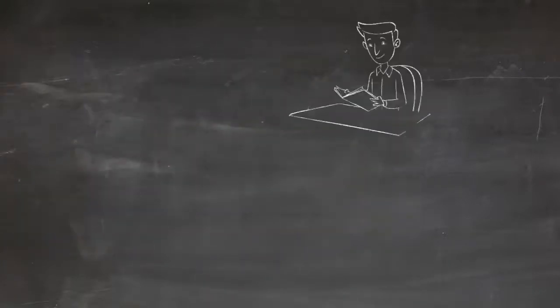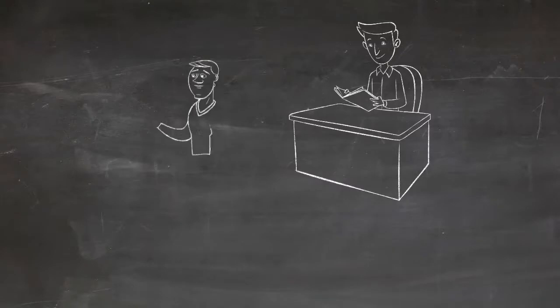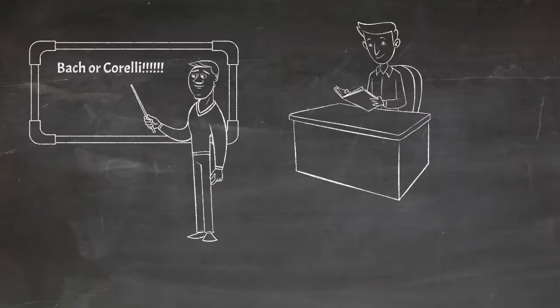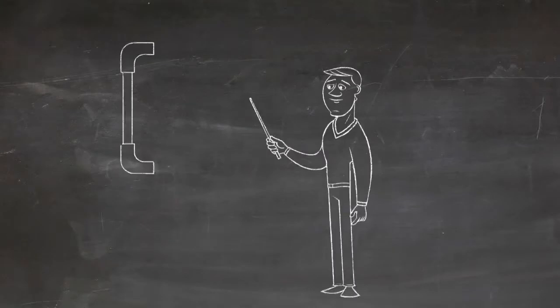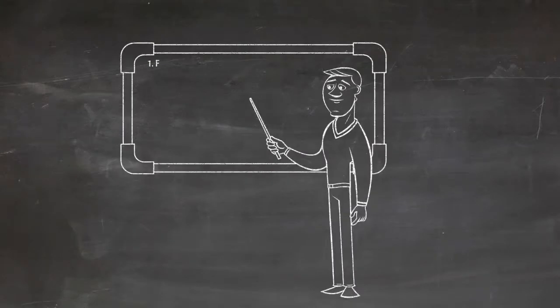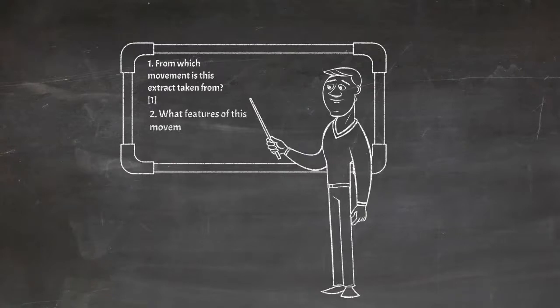Right at the top of question 1, you are told the work that is being referred to in that question. You can get questions that ask you to identify the movement that particular question is coming from. You can also be asked to give features that are typical of that movement. So for example, if the movement is a sarabande, you can be asked to name features typical of a sarabande like slow dance, 3 beats in a bar, and so on.